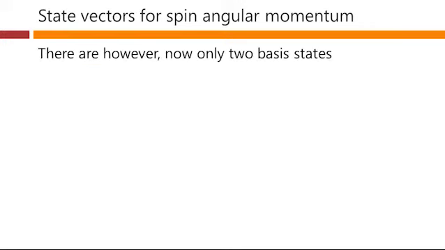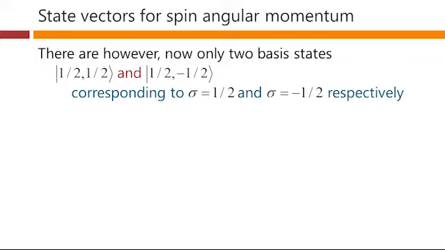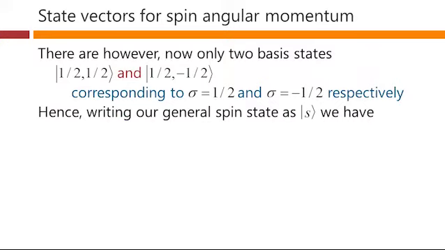There are, however, now only two basis states. So this would be S equal to 1/2, sigma equal to 1/2, and S equal to 1/2, sigma equal to minus 1/2. This is analogous to solutions of the spherical harmonic problem with L and M values. But we only have two basis states here. And these correspond, as I said, to sigma equal to 1/2 or sigma equal to minus 1/2.